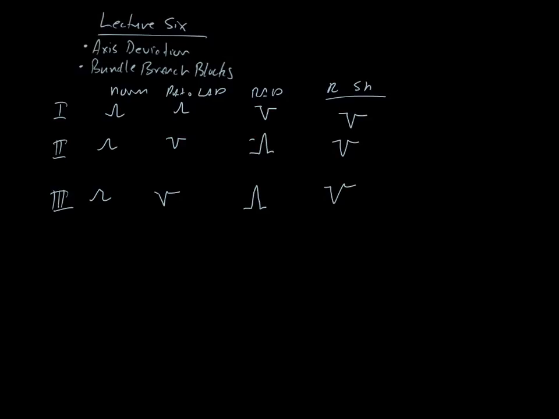Okay, good. Bundle branch block, what criteria do we use to identify bundle branch block? Wide QRS. Good, greater than 0.12 seconds. And how do we differentiate between right and left? V1. Good, go to V1 and turn signal that bad boy.